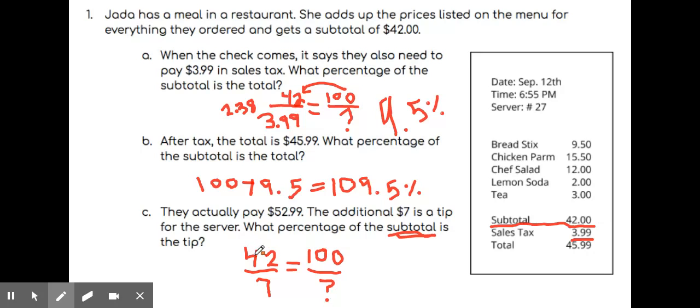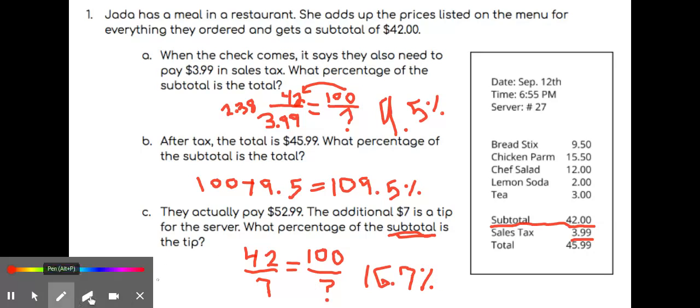100 divided by 42, which remember we get that long number, that 2.38 number. And then we're going to take that 2.38 number and we're going to multiply it by 7. And you should get about 16.7%, somewhere around there. So the percentage they tipped was 16.7%.